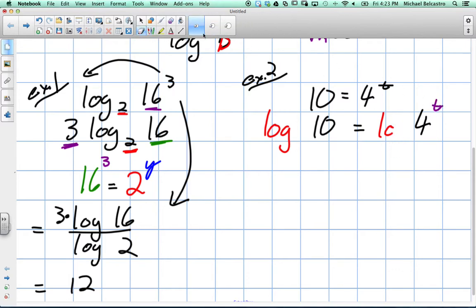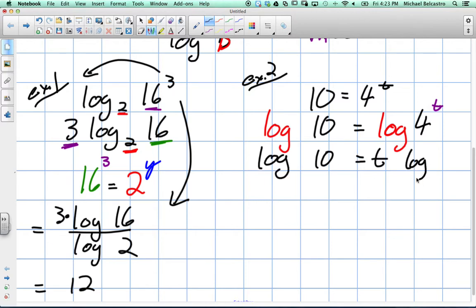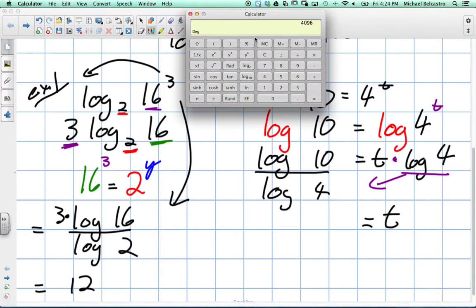Okay. And the reason we do that is because we can now bring down that exponent, right? When we bring that exponent down, we have log base 10 of 10 is equal to t times log base 10 of 4. Well, we can now isolate for t, because this part says t times log 4. So we bring log 4 over, and we end up with log base 10 of 10 divided by log base 10 of 4. And this part we can just use a calculator to evaluate, same idea.